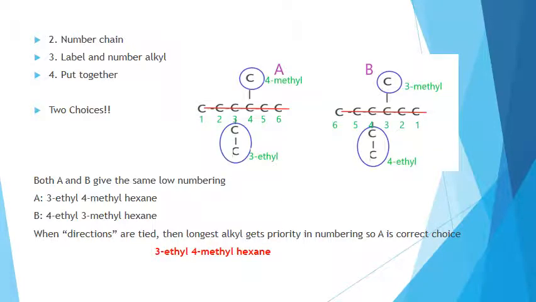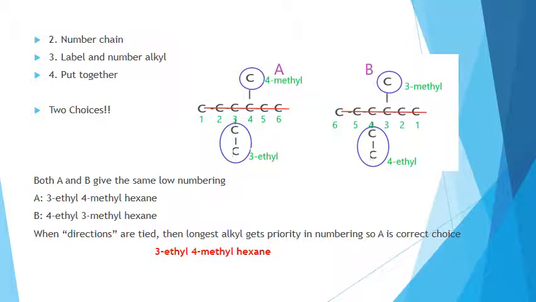Okay, so what you do is you circle the alkanes, I mean the alkyl groups, and then what you have to do is the numbering. Okay, so the numbering goes 1, 2, 3, 4, 5, 6, 1, 2, 3, 4, 5, 6. Okay, now the interesting thing about this one, they both give you a 3, 4.